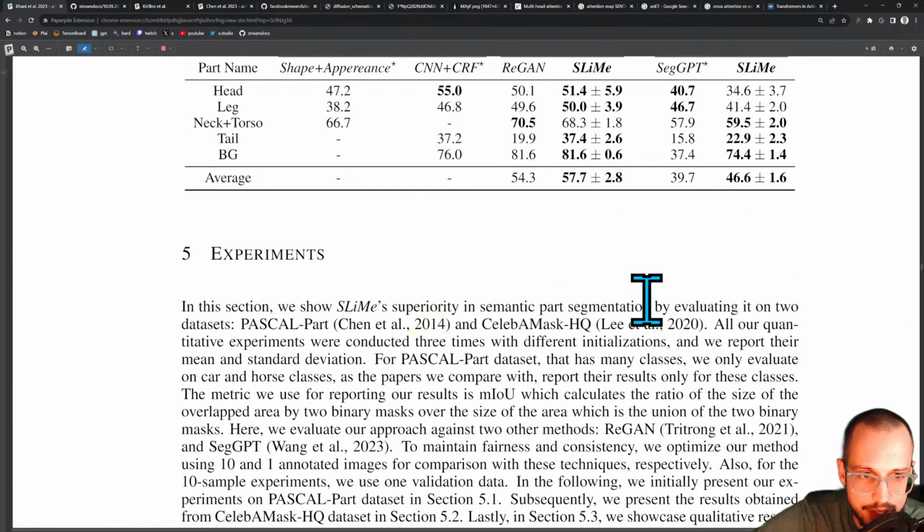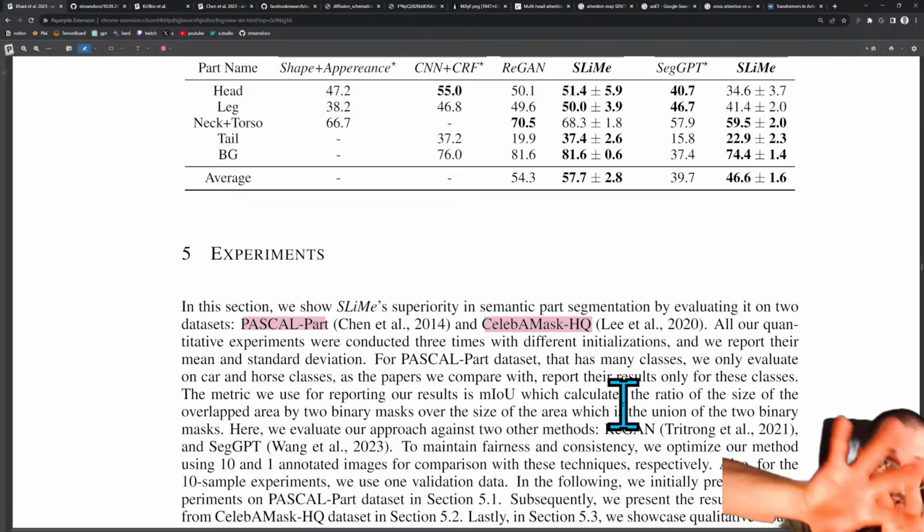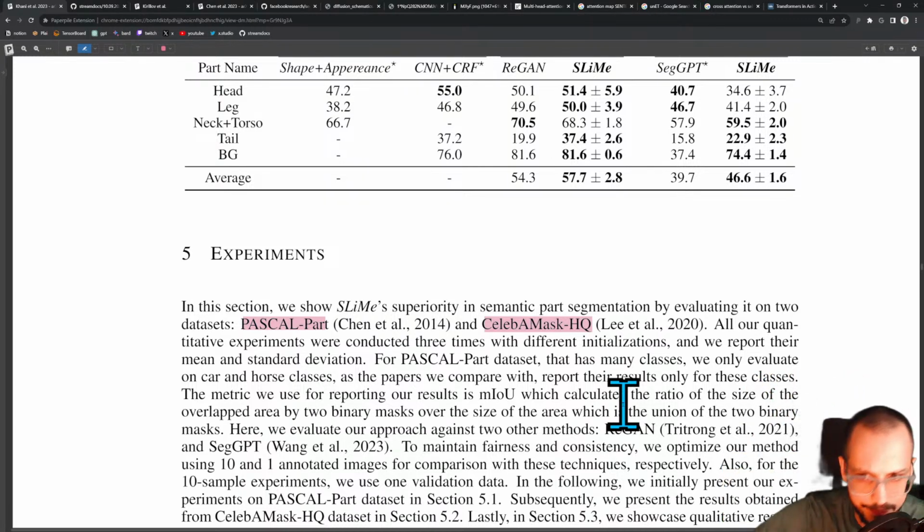Shows SLiME superiority by evaluating on 2 datasets, Pascal Part and SLiME Mask HQ. So again, they're explicitly picking 2 datasets that are visually different, right? The dataset distributions of SLiME Mask and Pascal Part are not right on top of each other. They're slightly separate, right? There isn't a huge amount of overlap in those image distributions.